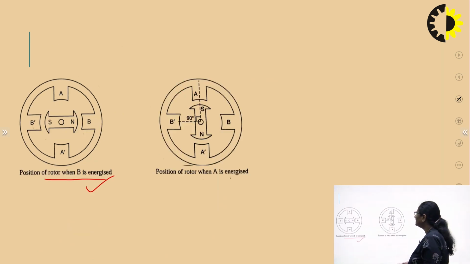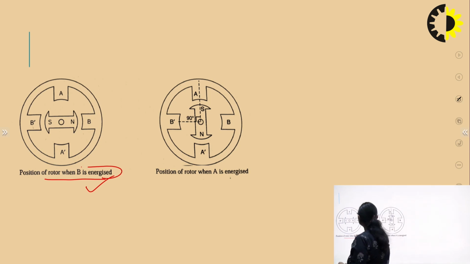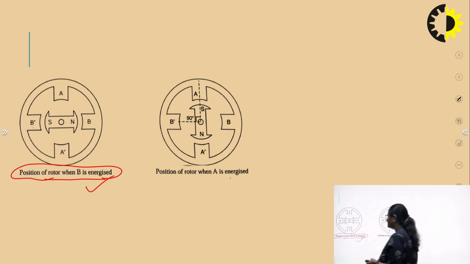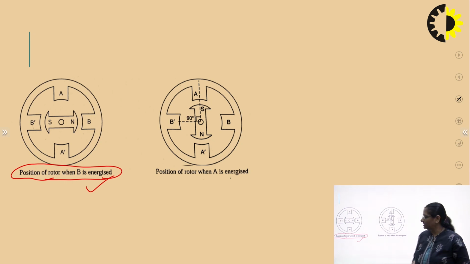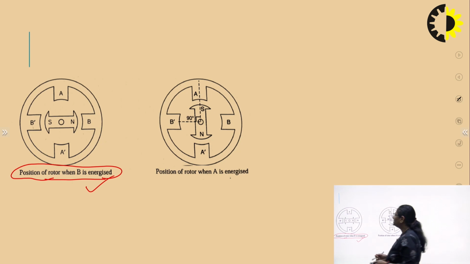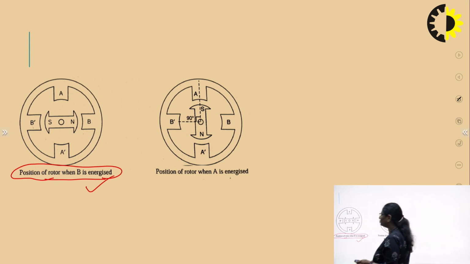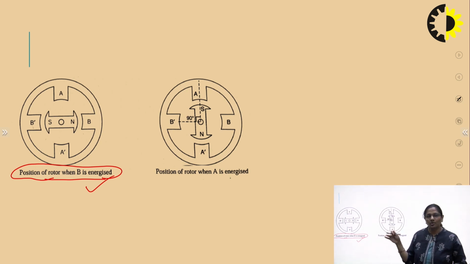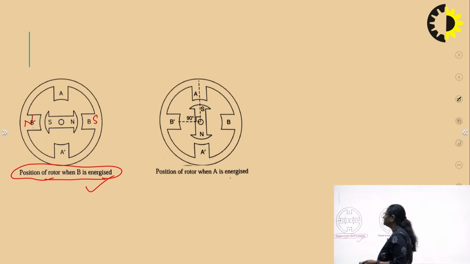So this particular case belongs to the condition when phase B alone is energized. As I have mentioned, we are discussing the operation under the first mode of excitation, which is one phase excitation at a time. So when phase B is excited, although the pole formation is not marked over the B and B dash projected poles of the stator, the rotor position is clearly telling that N is created over here and S is created over here.